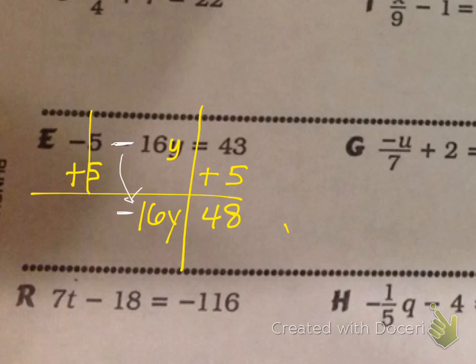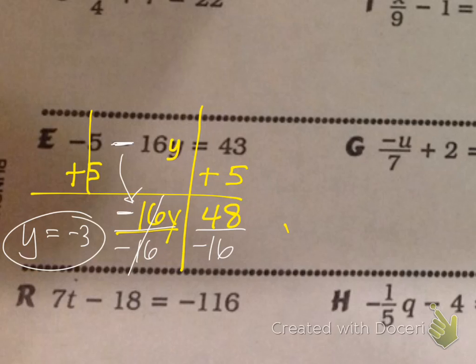And then the last step is to divide both sides by negative 16. And 16 goes into 48, I believe, 3 times. So therefore y will equal negative 3. But again, you have a calculator. This is no problem for you. Okay, so y equals negative 3 for E.